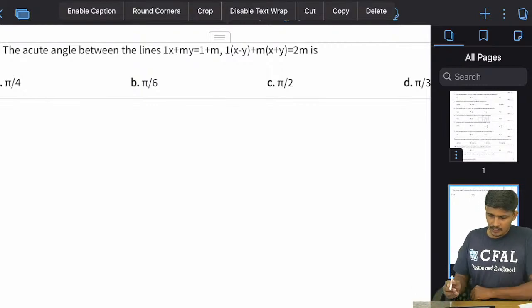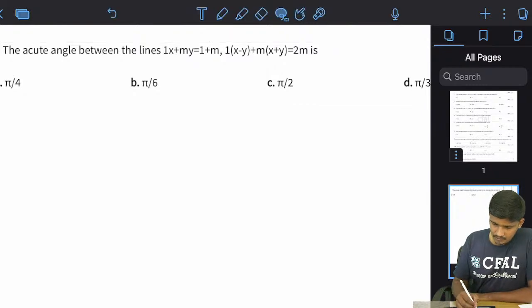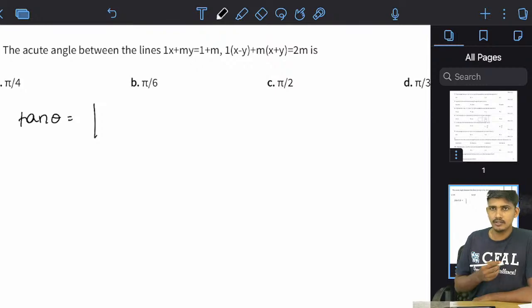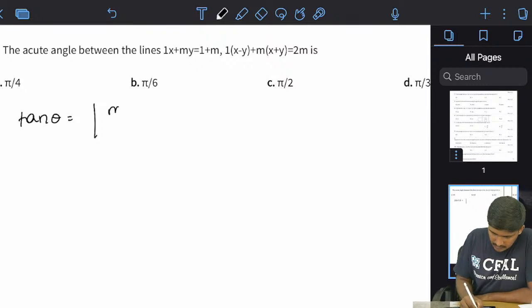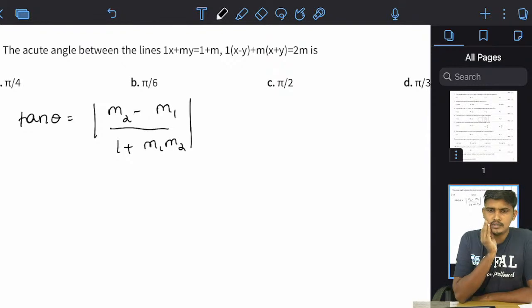Okay. So we know the acute angle between two lines. If you have two lines, then the tan of the angle, tan theta, is given by the modulus of m2 minus m1, where m1 and m2 are the slopes of the two lines, divided by 1 plus m1 into m2, right? So this is our tan theta. So now let's try to find the slope. How do we find the slope?